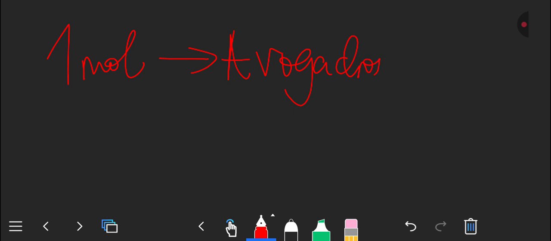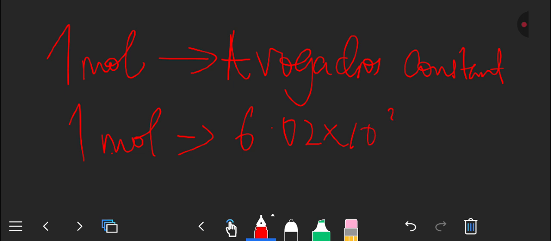So from this definition, we're able to say 1 mole is equal to the Avogadro's constant. In values, the Avogadro's constant is 6.02 times 10 to the power 23. This could be atoms, ions or molecules.